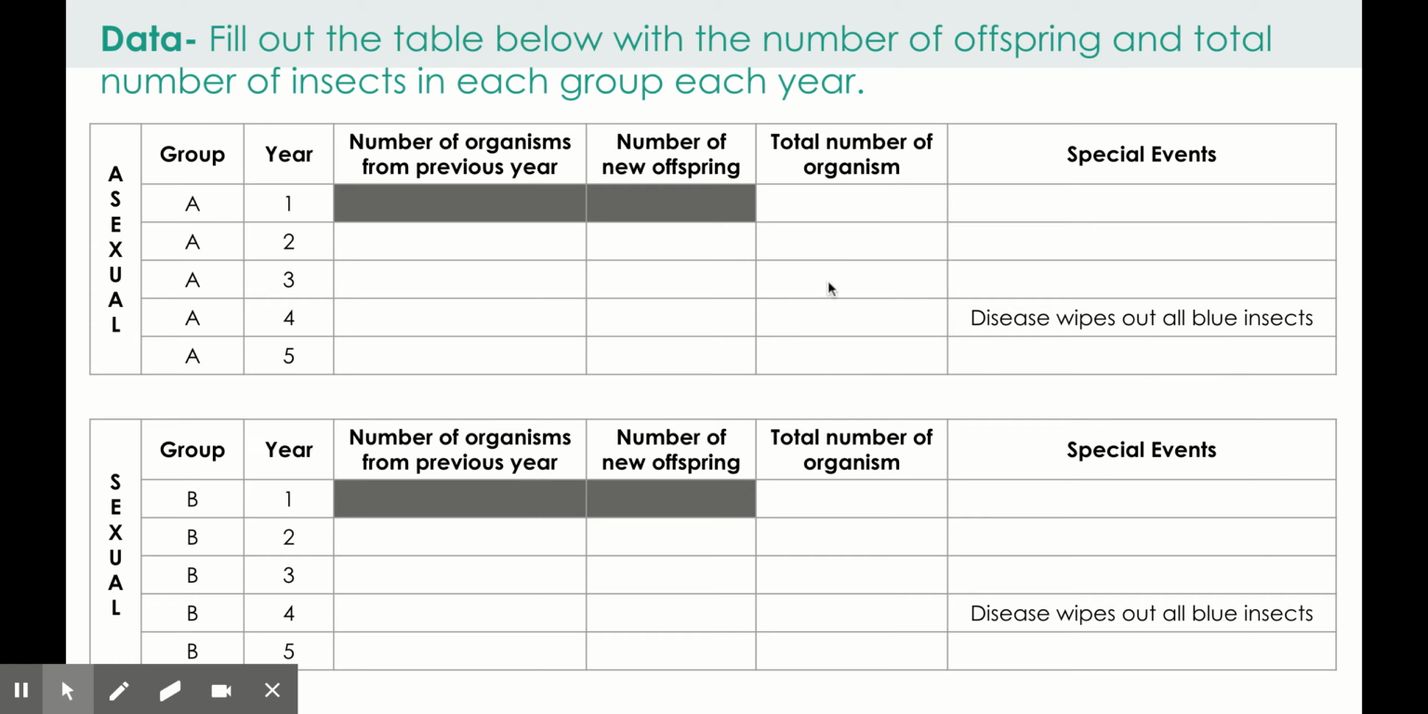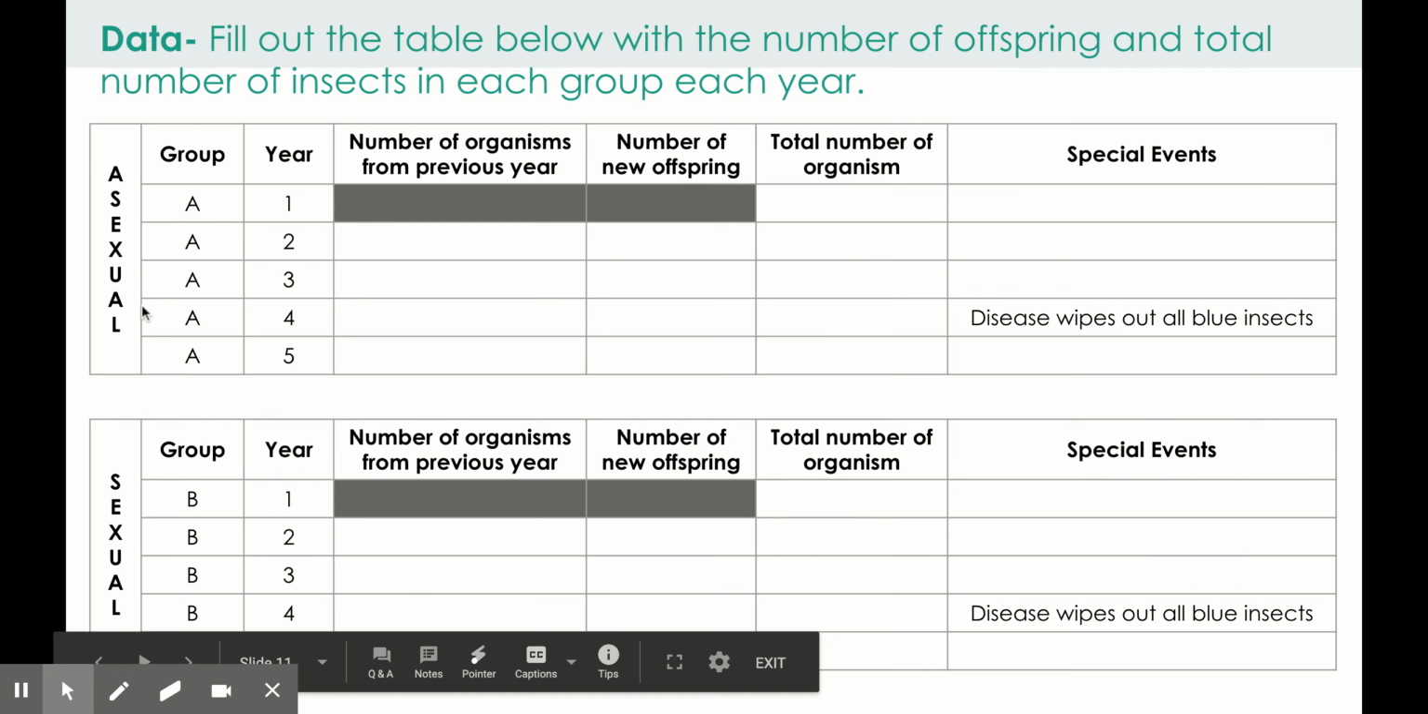You're going to continue filling in these charts and these columns and rows for both asexual, which goes in this box here, and sexually reproducing organisms in group B over here. So you'll continue filling that out.